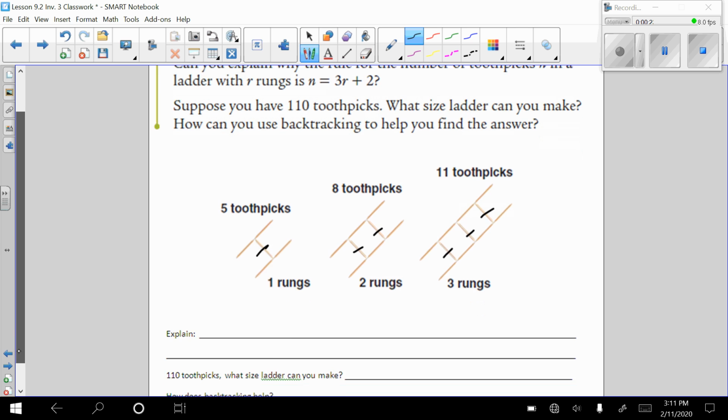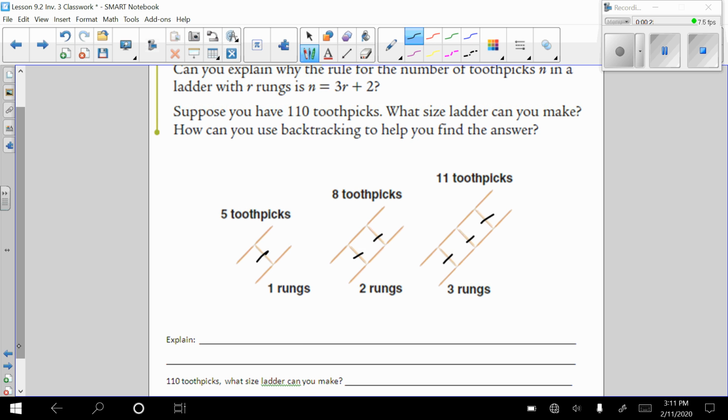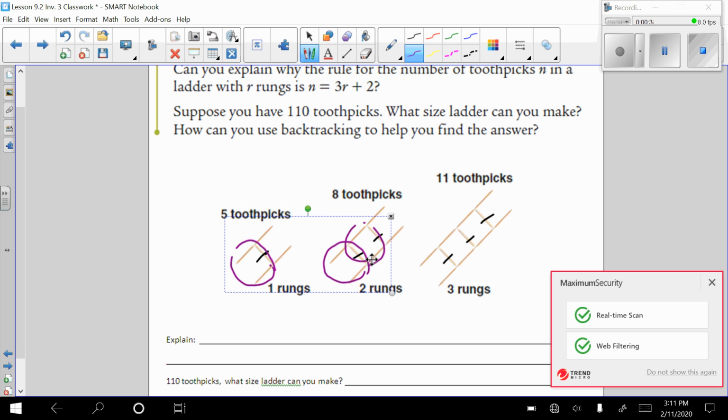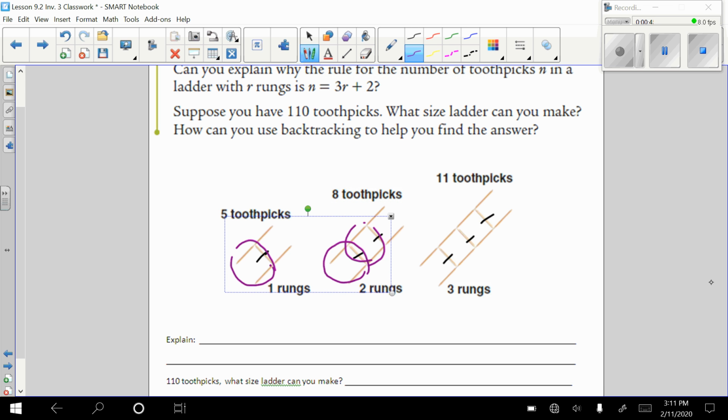How would we explain this? What does that mean? Well, the 3r means for every 3 toothpicks, I have one rung. If you look here, I have 3 toothpicks, 1 rung, 3 toothpicks, 1 rung, 3 toothpicks, 1 rung. So I would explain that as every 3 toothpicks, I have 1 rung. Also, you can see at the top, I always have 2 extra at the top. Think of a ladder. You have to lean it against something. We always have those 2 at the top. So write that in your own words, how would you explain that?